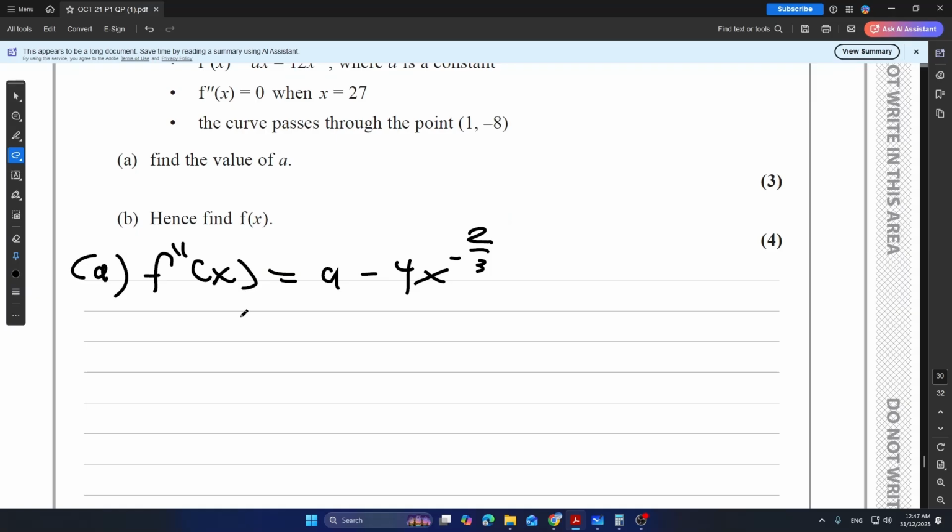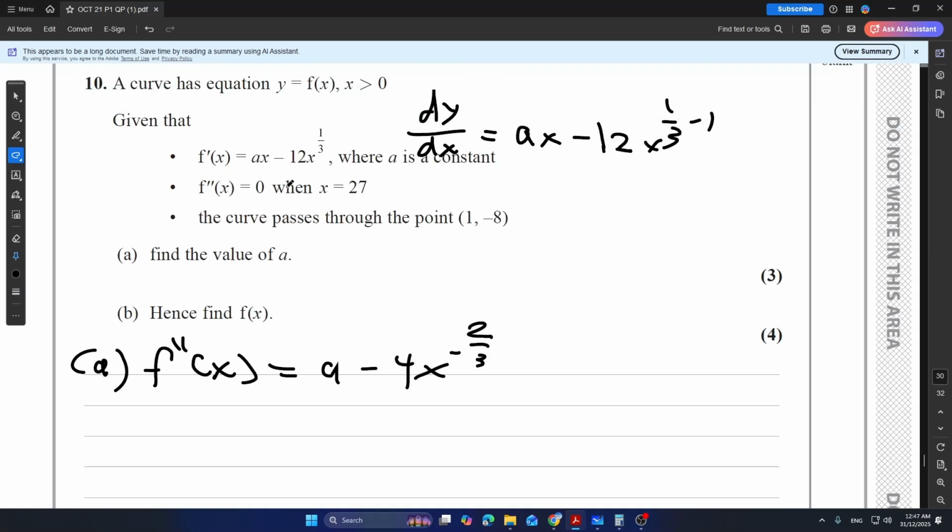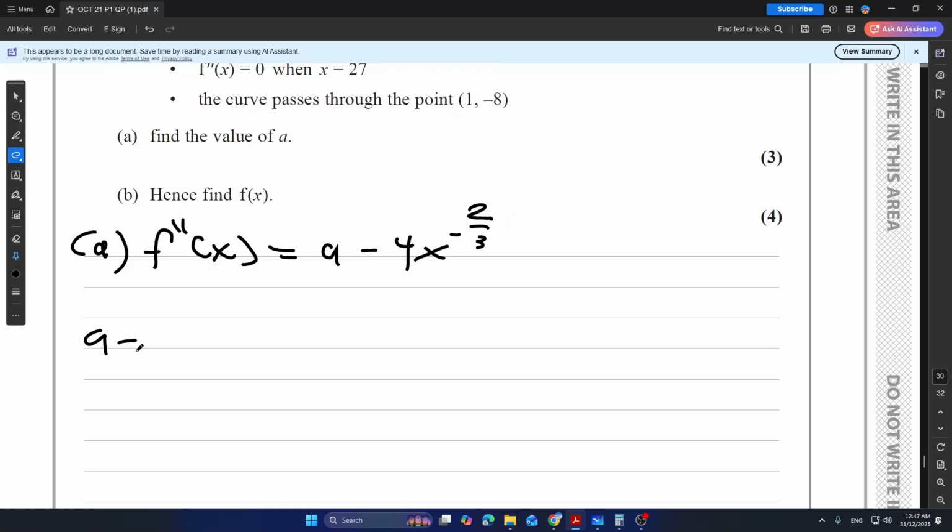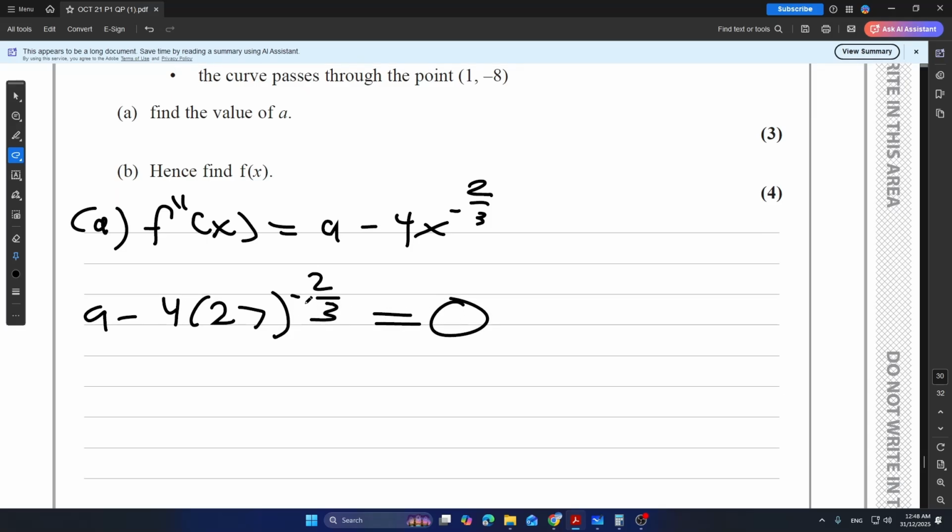Okay, so now it says f double dash x equals 0 when x equals 27. So basically in this equation, when x is 27 and I substitute 27, then the whole thing equals 0. So I'm just going to put this in the calculator now.